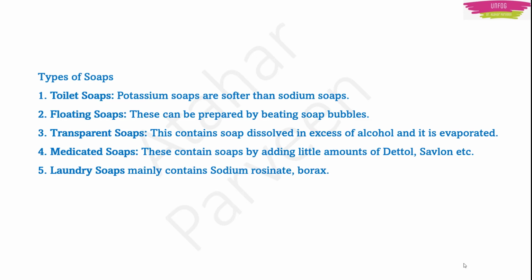Now there are 5 types of soaps: toilet soaps, floating soaps, transparent soaps, medicated soaps, and laundry soaps. Toilet soaps are softer than sodium soaps. Usually soaps can be of potassium or of sodium. They can be made of either of these chemicals. But potassium soaps are softer than sodium soaps. These 2 types of soaps you use to bathe, wash your hands, wash your face and all that are known as toilet soaps.